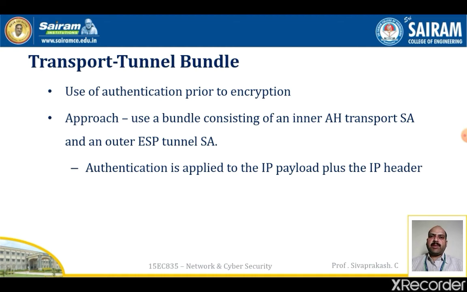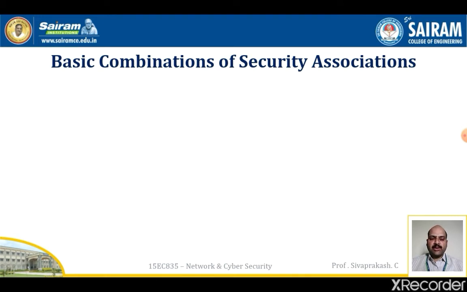One approach to apply authentication before encryption between two hosts is to use a bundle consisting of an inner AH transport SA and an outer ESP tunnel SA. In this case, authentication is applied to the IP payload plus the IP header. The resulting IP packet is then processed in tunnel mode by ESP. The result is that the entire authenticated inner packet is encrypted and a new outer IP header is added, and an extension header is also added. Let us see how the combinations of security associations are going to be there.